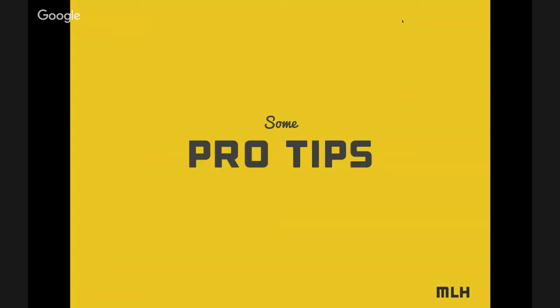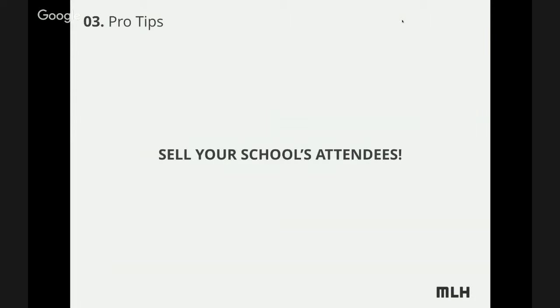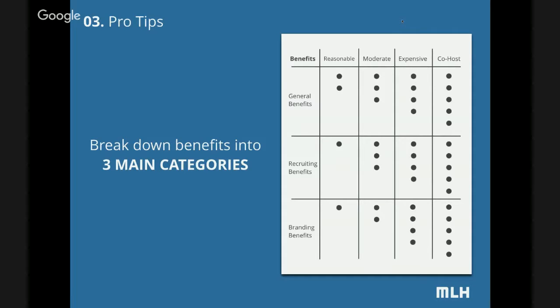Now some pro tips for the prospectus. First one is sell your school's attendees. If your school has an awesome computer science program and the students are expected to come, then definitely sell that. And then again, the last one, I just wanted to reiterate this, is breaking down the benefits into 3 main categories: general, recruiting, and branding. When sponsors are looking at the prospectus, they're going to care about these 3 things. So you might as well section off all of your benefits into these 3 key areas.